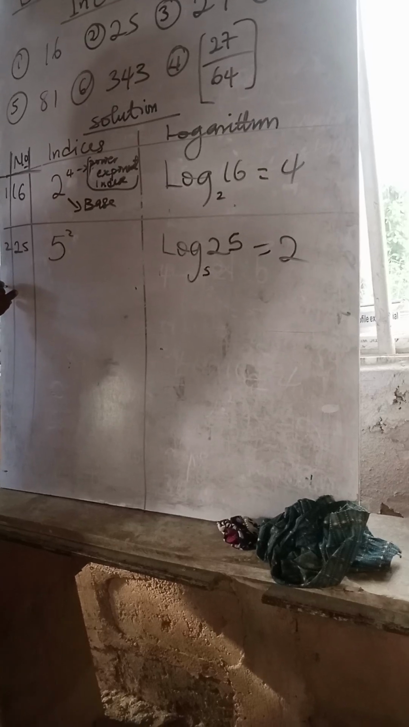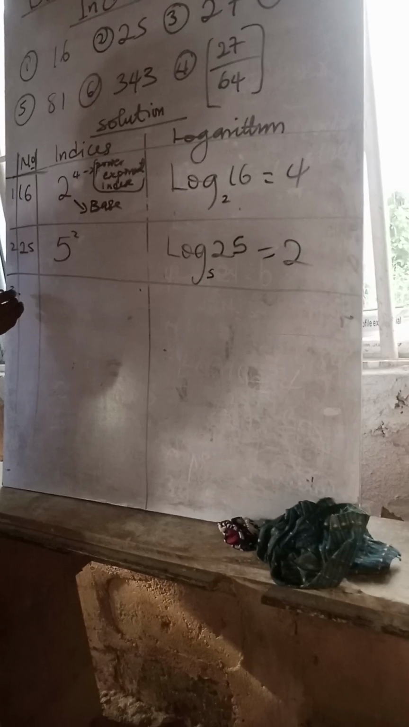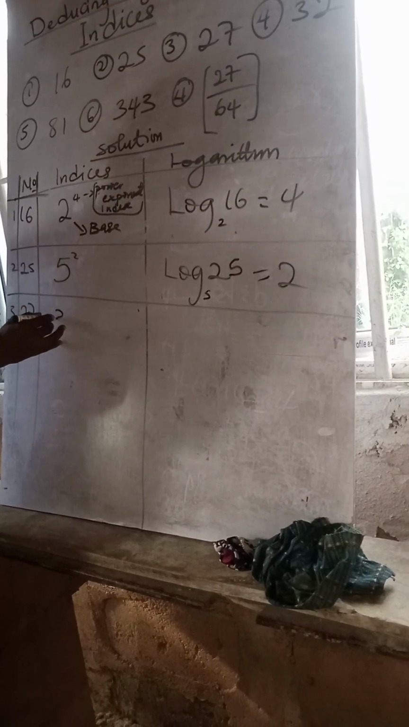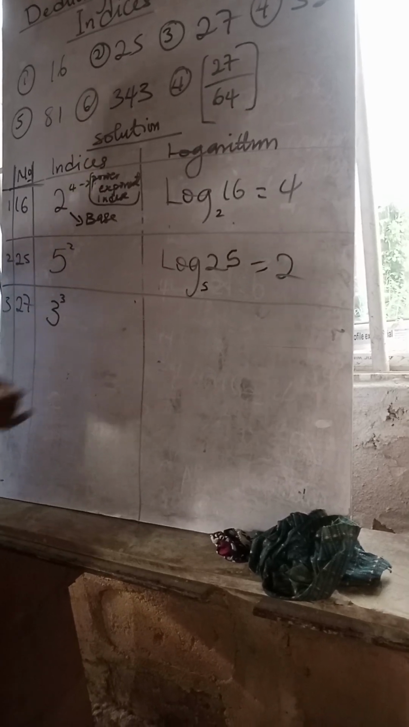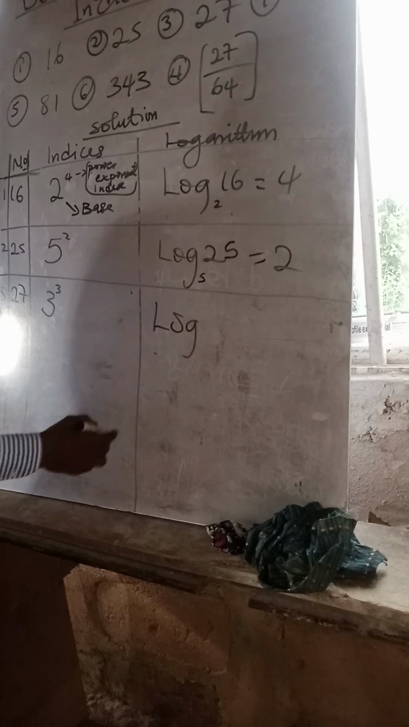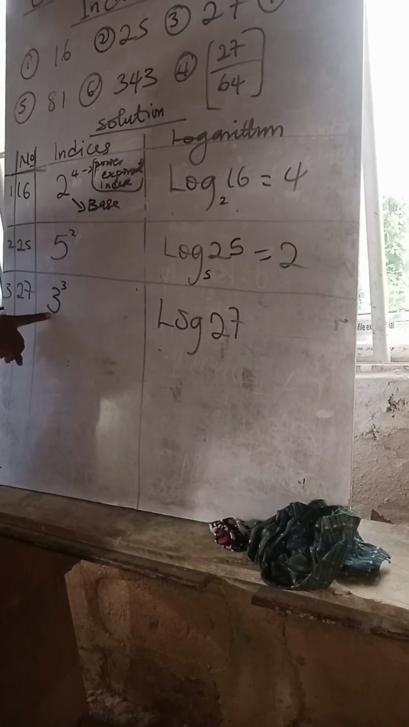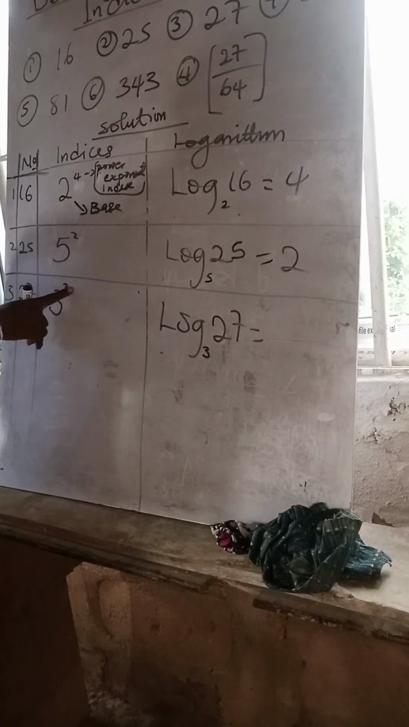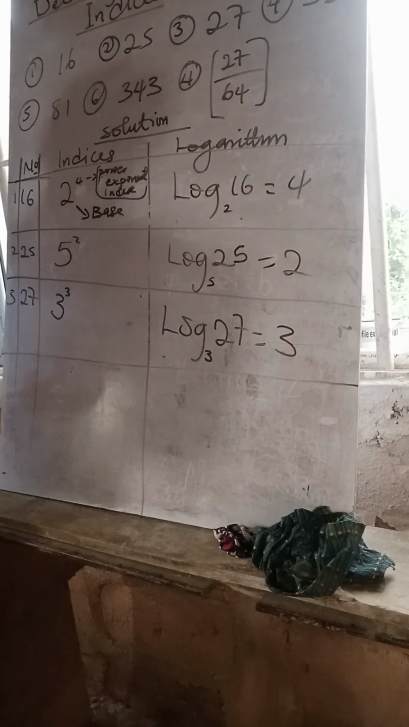Then number 3, we have log 27. 27 is 3 raised to the power of what? 3. So we already know our answer, that log 27 has a base, what's the base here? 3. Equals what? 3. Equals our power, our answer there. So we'll go to the next one.